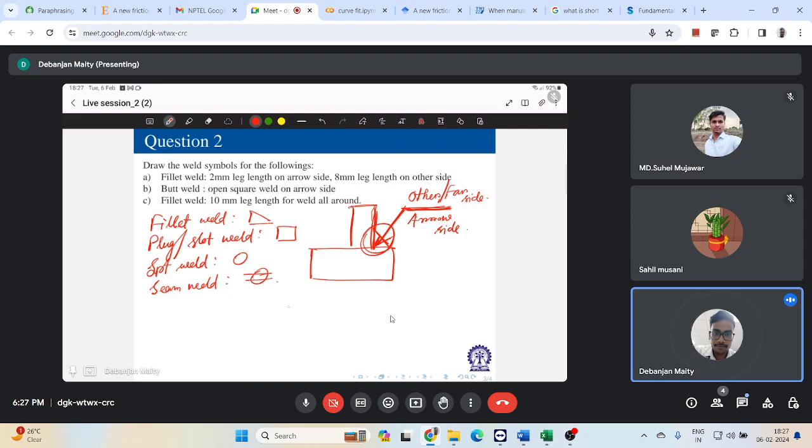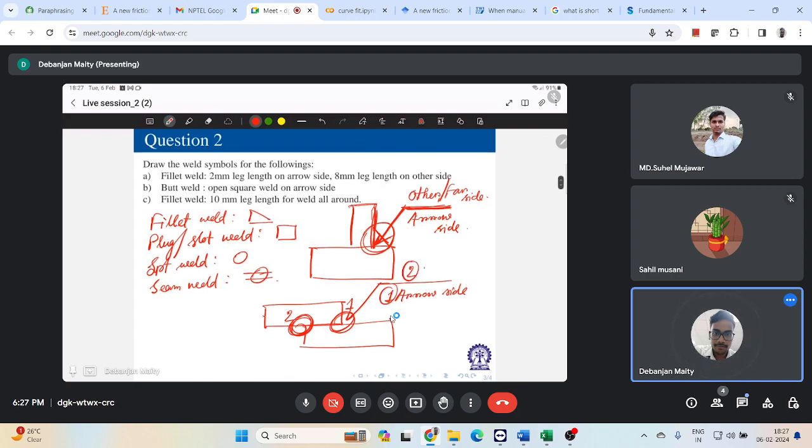Now let's say this is a lap joint specification, and I have provided an arrow over here. As this is the closest side from this arrow, this side will be my arrow side, and this side, so if this is 2, this is 1. 1 is my arrow side, 2 will be the far side, right?